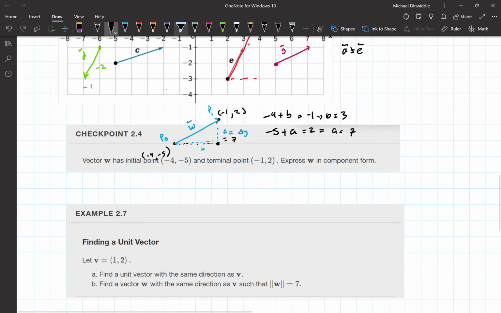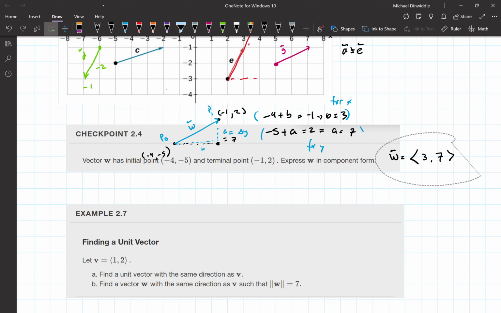Now remember, this is for x, and this is for y. That means that the vector here is going to be w is equal to the x first, which is 3, and the y component, which is 7. So that's how we can express w in component form. That is the total bit of our vector here.